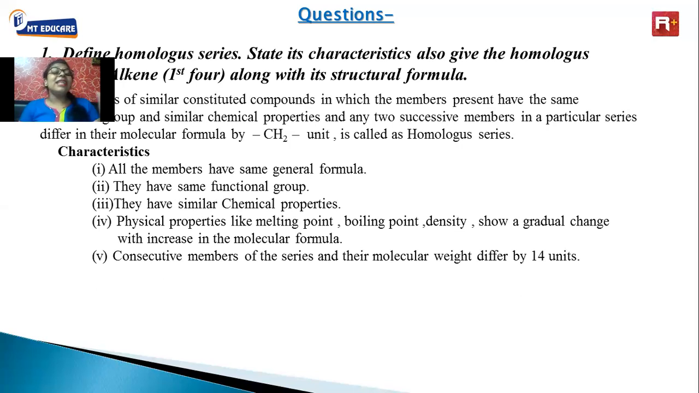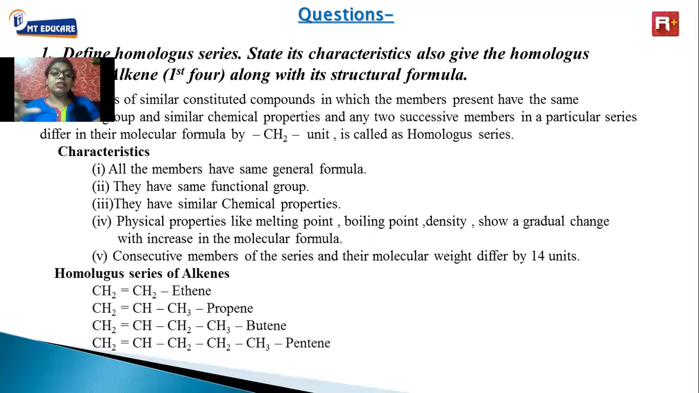So what will be the characteristics of them? All the members have the same general formula. They belong to the same functional group. If the general formula is the same, then obviously the functional group will be the same. They will have similar chemical properties. Physical properties like melting point, boiling point, and density will show gradual changes with the increase in the molecular formula, because the molecular formula will increase, as I've told you before. The difference between two successive members will be of CH2 units, so a 14 units difference in molecular weight. So depending upon the molecular weight, the physical properties will slightly increase or decrease. Fine. And the last part over here is the homologous series of alkenes.